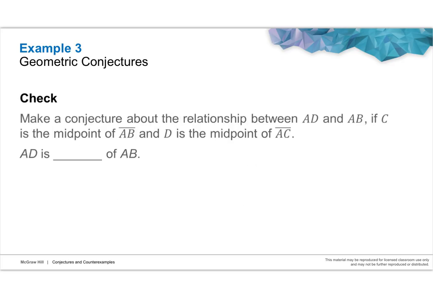And I'm here for the check on example 3 at the top of page 155. New concept of geometric context here, but you're asked to make a conjecture about the relationship between AD and AB if C is the midpoint of AB and D is the midpoint of AC.